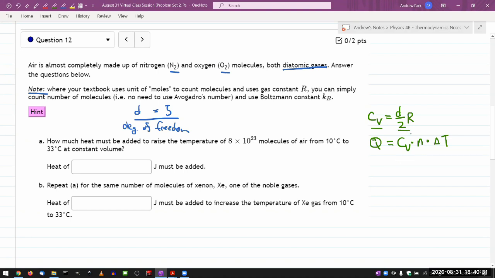Let me plug this in. Then you have the amount of heat needed for a particular temperature change is the degree of freedom over 2 times nR times the change of temperature delta T. And the version of the expression that doesn't rely on Avogadro's number, doesn't use moles, is one where you use this equivalence between the number of moles times gas constant and number of molecules times Boltzmann constant.